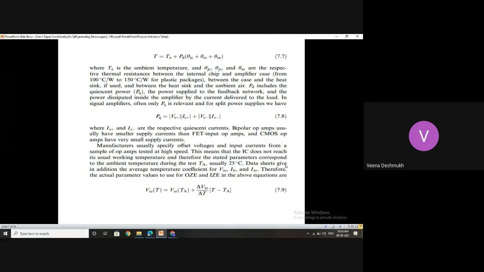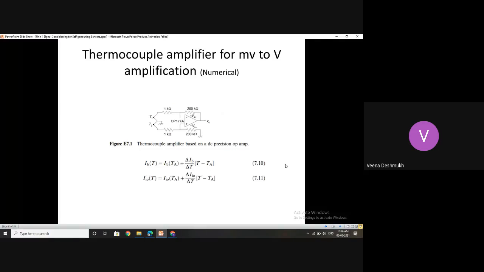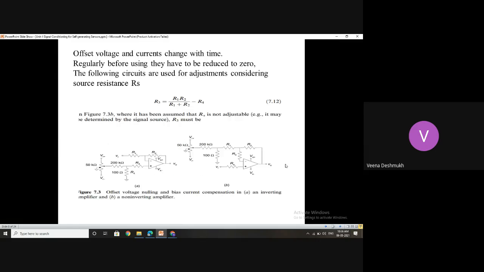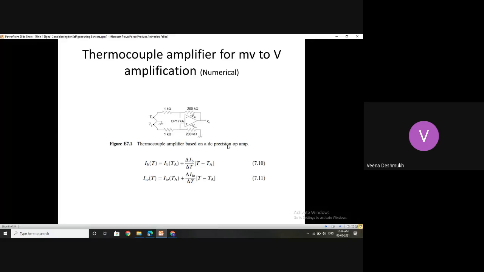The offset voltages, the impact of the drift on offset voltage is taken care of, then such a circuit can be used for any signal conditioning. Here we have studied the thermocouples in the earlier class, where the voltage can be directly given to this difference amplifier.